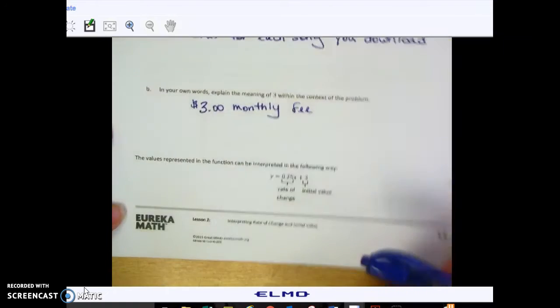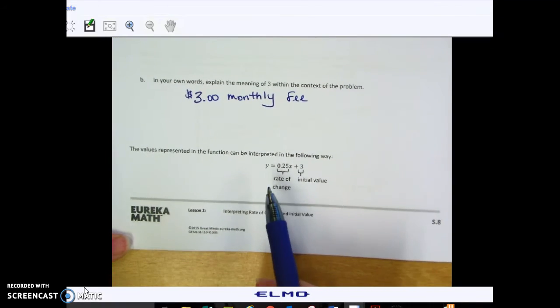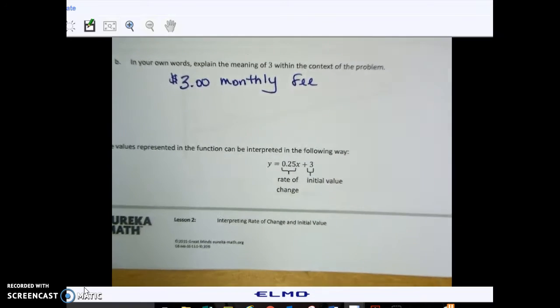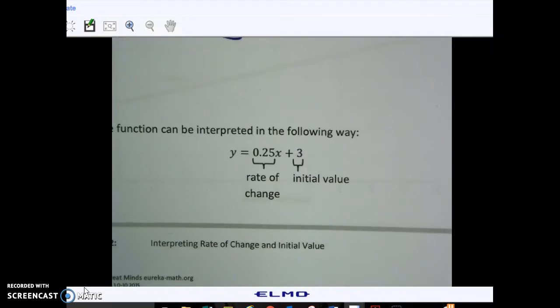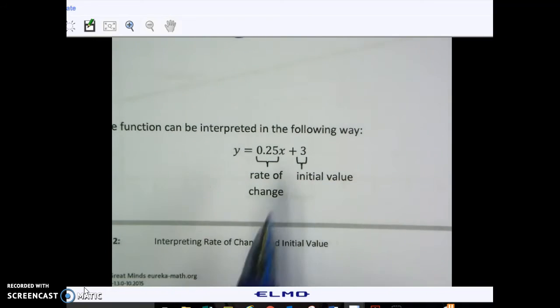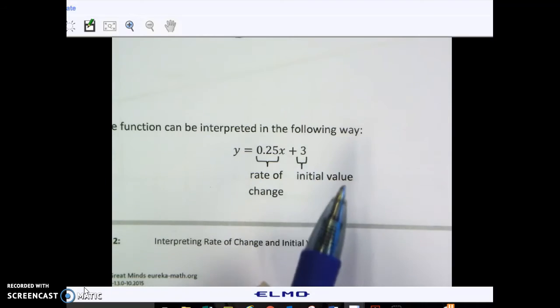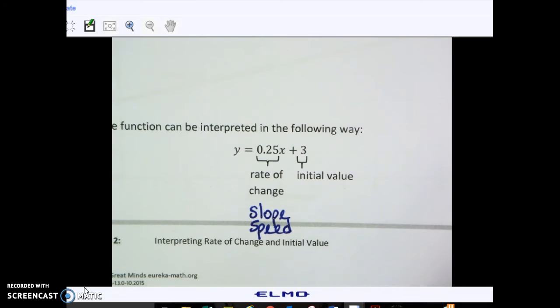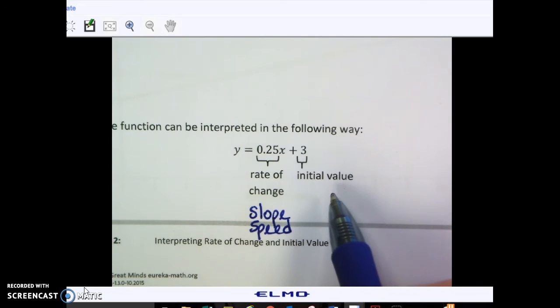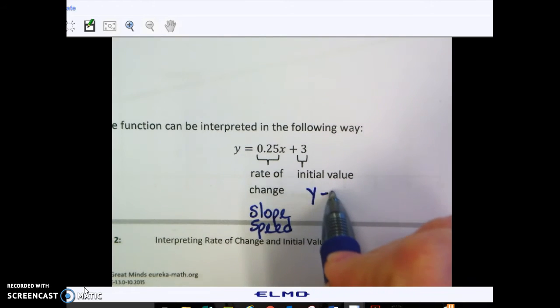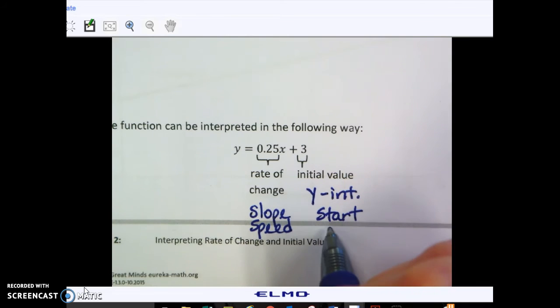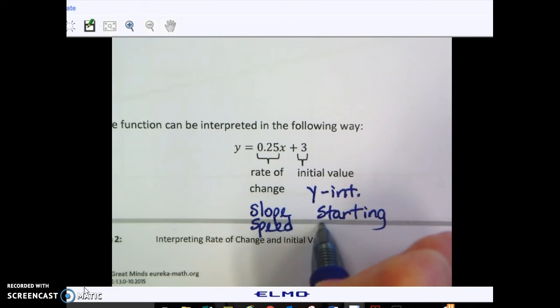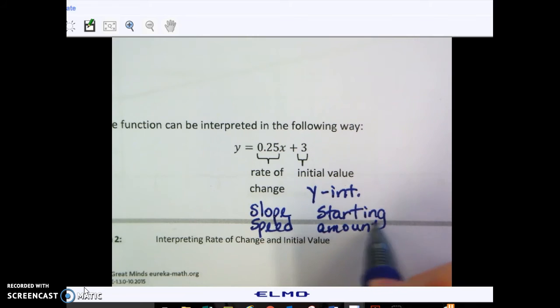So the values represented in the function y equals 0.25x plus 3. This is your rate of change. It's the same thing as your slope. We've also had problems where this was your speed. And your 3 is your initial value, which when you graph it is your y-intercept. It is your starting amount in these problems.